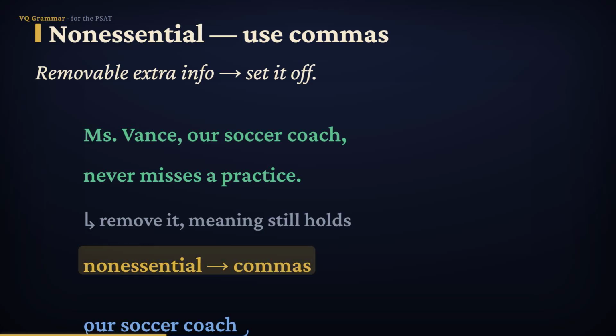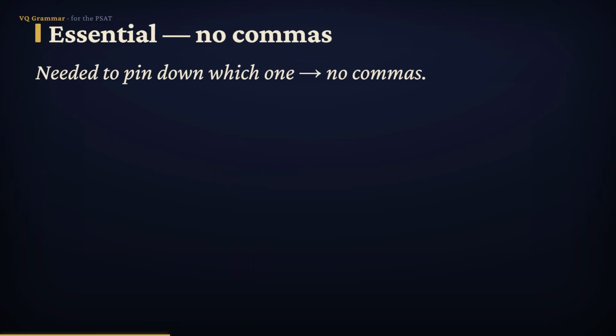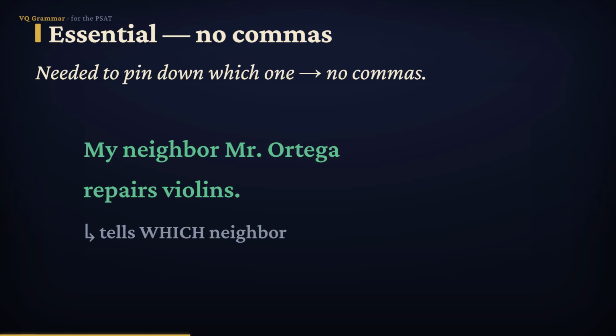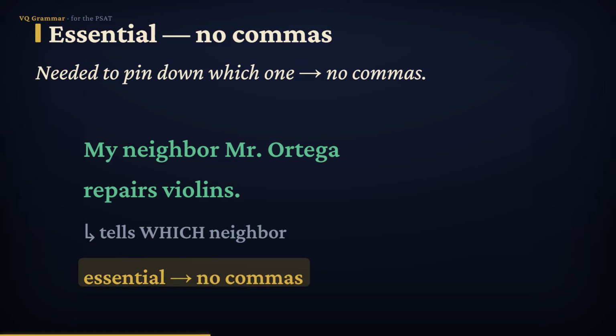Non-essential means commas. Second half of the rule. If the appositive is essential, if you need it to know exactly which one is meant, then you use no commas at all. Look, my neighbor Mr. Ortega repairs violins. The name Mr. Ortega tells us which neighbor. Because it's needed to pin down the meaning, no commas wrap it. So essential means no commas.